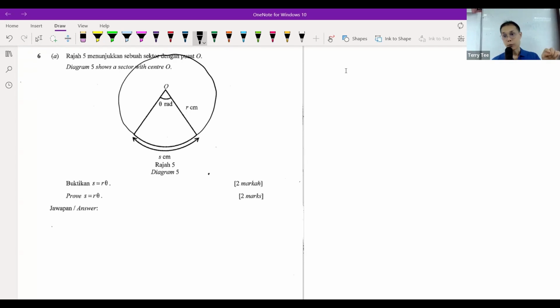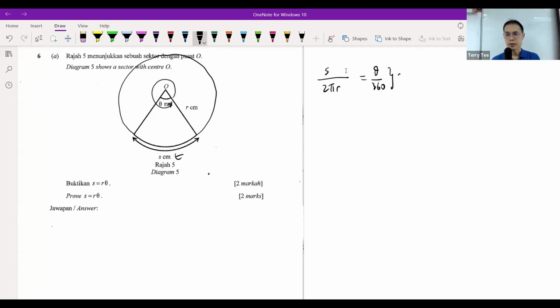We know that if I were to compare the length of this arc S, length of arc S divided by the one whole turn, one whole turn is the circumference, circumference is 2 pi r. Now we compare the angle theta divided by one whole turn in degrees, 360. It's a ratio: length of arc divided by length of circumference equals angle theta divided by 360.